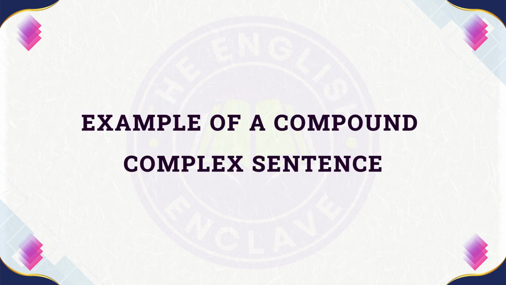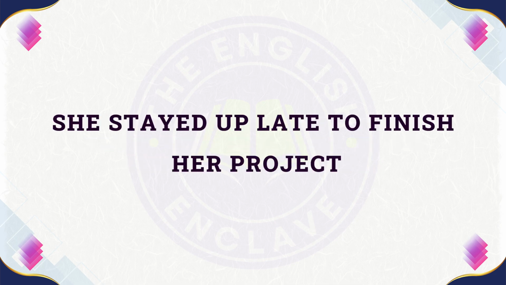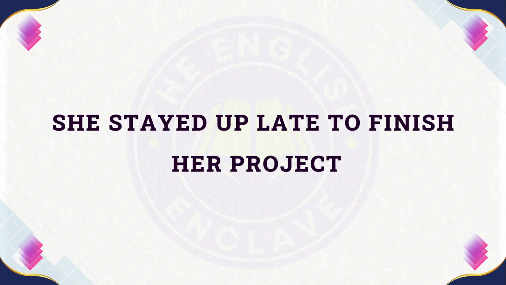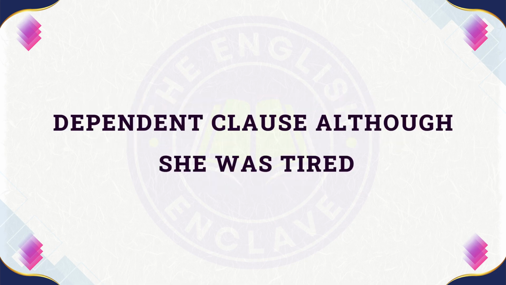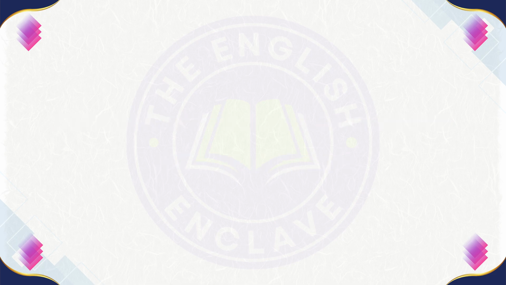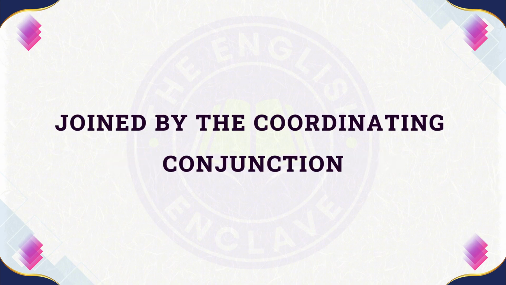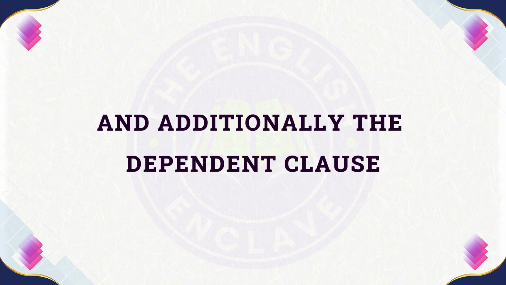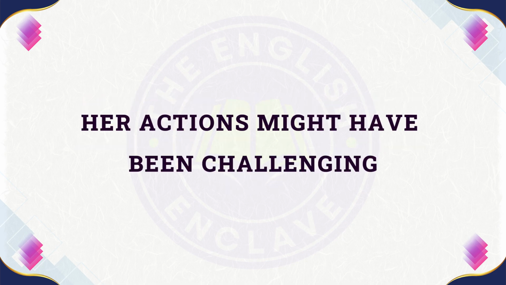Example of a compound complex sentence: Although she was tired, she stayed up late to finish her project, and she submitted it the next morning. Independent clause 1: She stayed up late to finish her project. Independent clause 2: She submitted it the next morning. Dependent clause: Although she was tired. In this example, the sentence has two independent clauses joined by the coordinating conjunction "and." Additionally, the dependent clause, "although she was tired," adds context to explain why her actions might have been challenging.